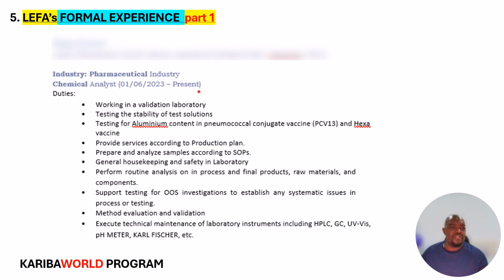For me, because I'm aware of how people do this, I'm looking at resumes on a day-to-day basis. It's easy, but for someone out there, when they look at the presentation, they say this says a lot about the CV owner. This one, no, we cannot rely on, he's not neat. We look at the duties: working in a validation laboratory, testing the stability, provide services according to production plan, prepare and analyze, perform routine analysis.